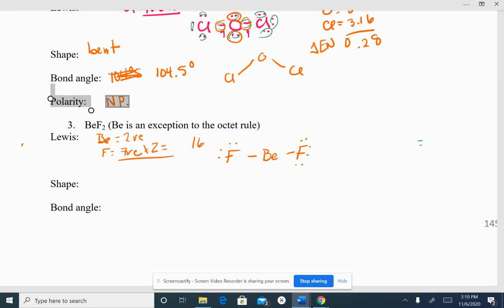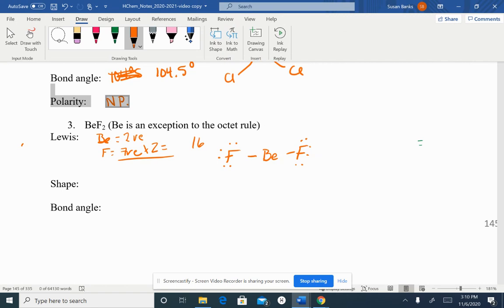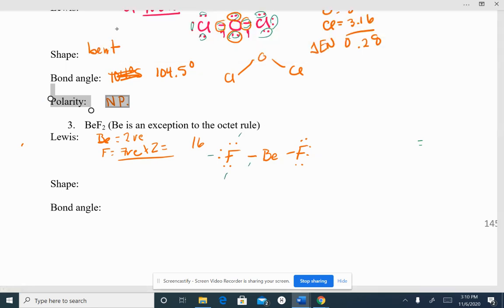So I'm going to put in 6 more with lone pairs, 3 lone pairs each. Let's see, how many electrons have I used? I've used 2, 4, 6, 8, 10, 12, 14, 16. I've used all 16. My fluorine's octets are full. Beryllium is doing all it can.